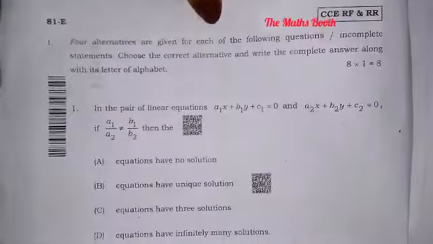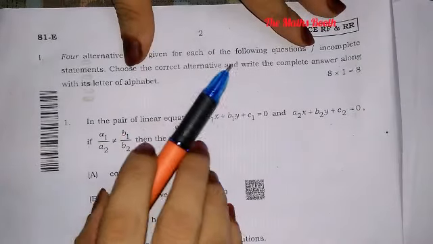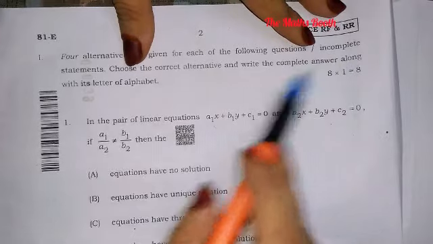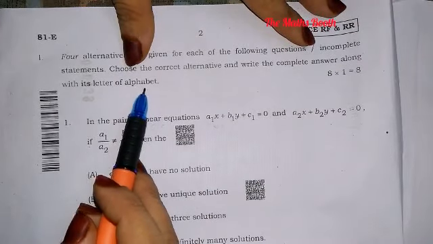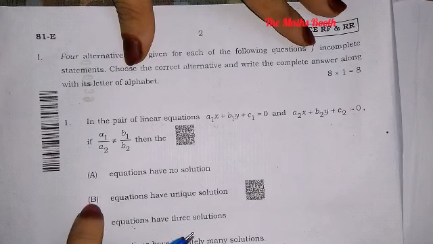Now here we can see that first we choose the correct answer. They have told us to choose the correct answer and write the complete answer along with its letter of alphabet. So mentioning the letter of the alphabet with the correct answer is very important.